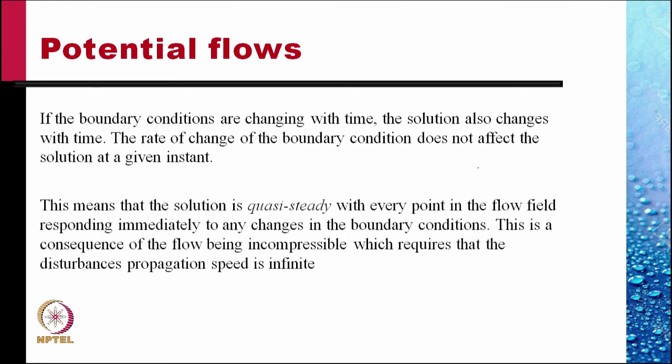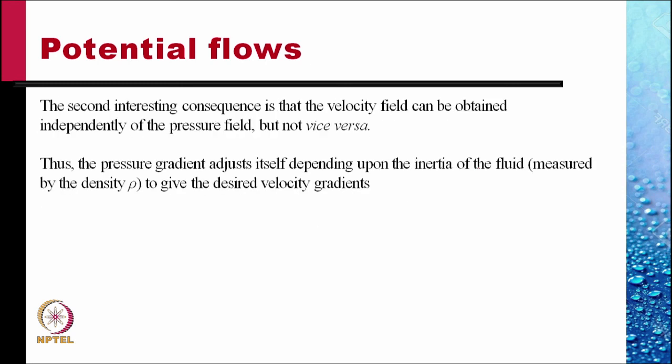This means that the solution is quasi-steady, with every point in the flow field responding immediately to any change in the boundary conditions. This is the consequence of flow being incompressible, which requires that the disturbance propagate at infinite speed. The second interesting consequence is that the velocity field can be obtained independently of the pressure field, but not vice versa.